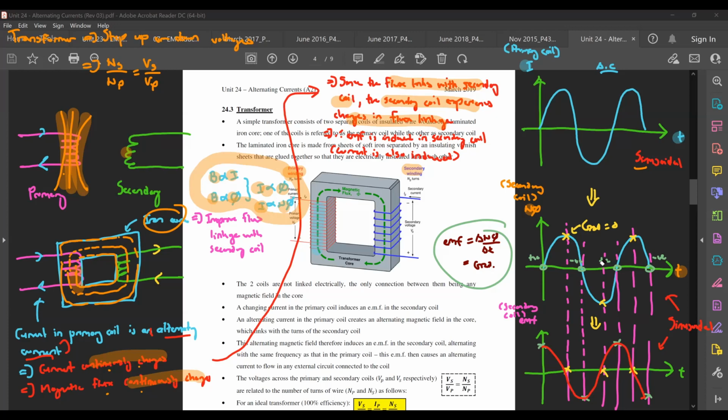Now I want to focus on the last two diagrams here. I know that both diagrams are sinusoidal, but are they exactly the same? Let me rephrase the question a little. Is there a phase difference between this graph and this graph? Do you remember the concept of phase difference?